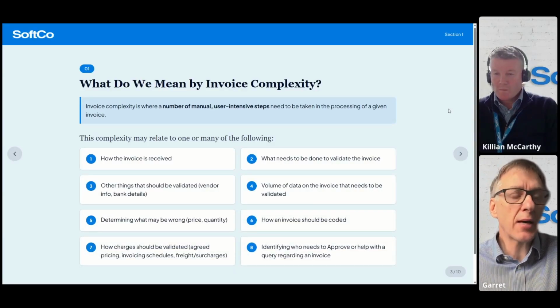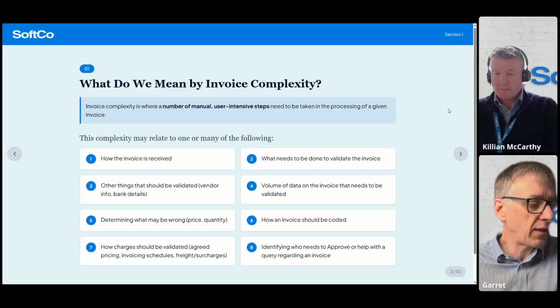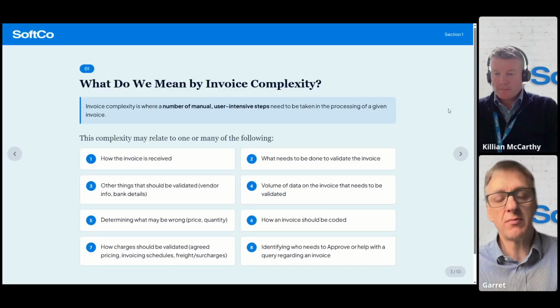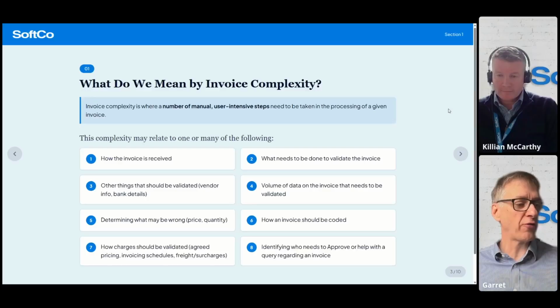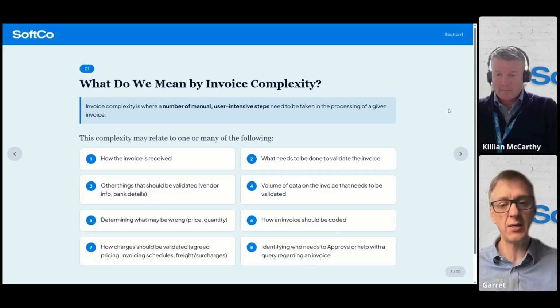So I'm going to start by getting Cillian to talk a little bit about what we mean by complexity. What are the different aspects of the accounts payable process that lead to difficult, manual, complex, hard to manage processes? So Cillian, maybe if you could just give people an overview of where you see complexity in the processing of invoices.